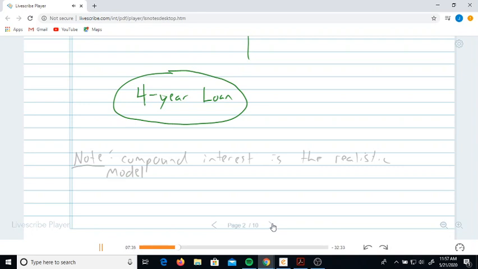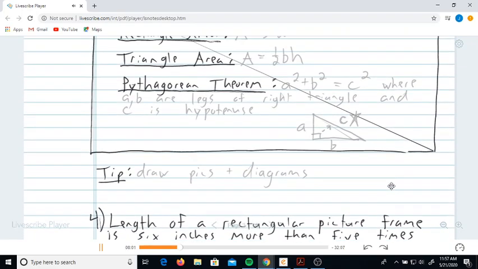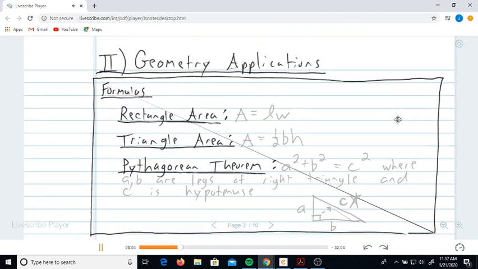Now, this isn't particularly realistic in the real world. Note, compound interest is the realistic model, and we'll look at compound interest later on in the semester. Compound interest is an exponential function, so we'll cover that in Unit 4, towards the end of the class. But for now, let's look at some geometry applications.